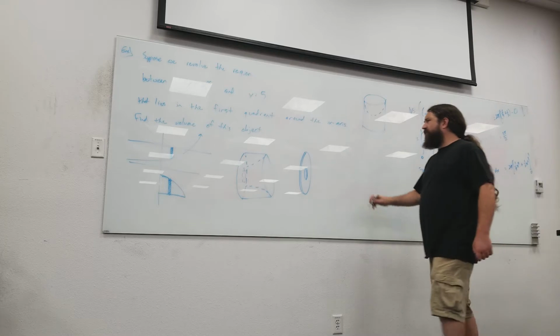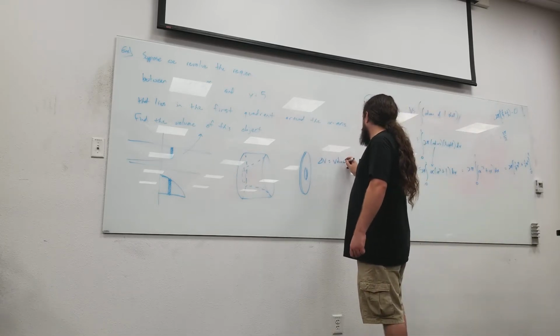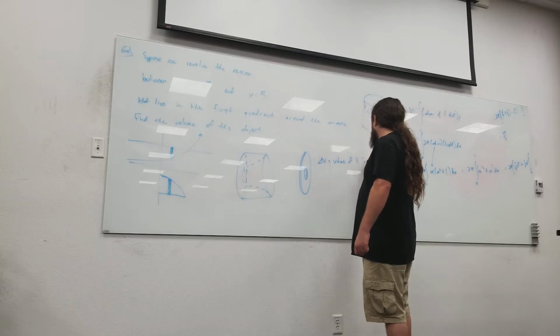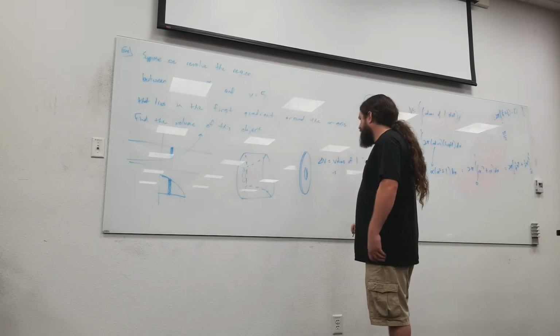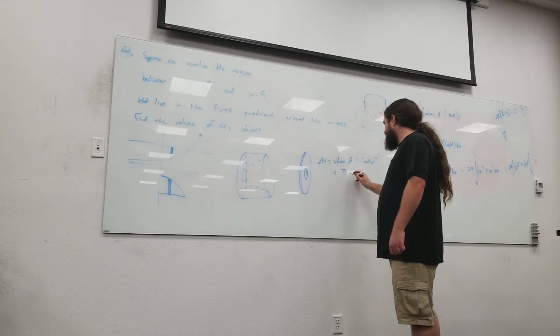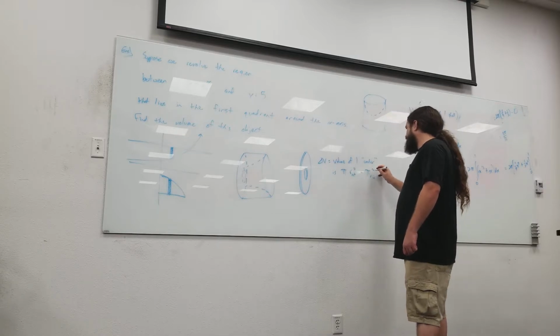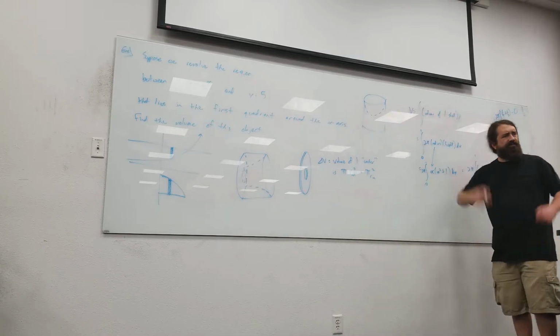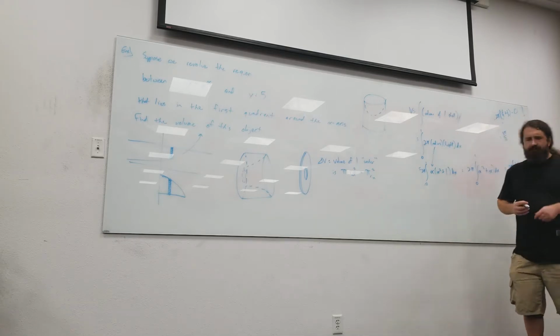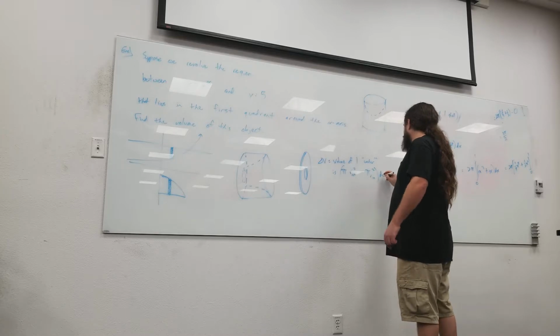Okay, so the volume of one disc, or volume of one washer, is what? It'll look like pi times an outside radius squared minus pi times an inside radius squared, right? Because it'll be a circle minus another circle. All right, and all of that times dx.